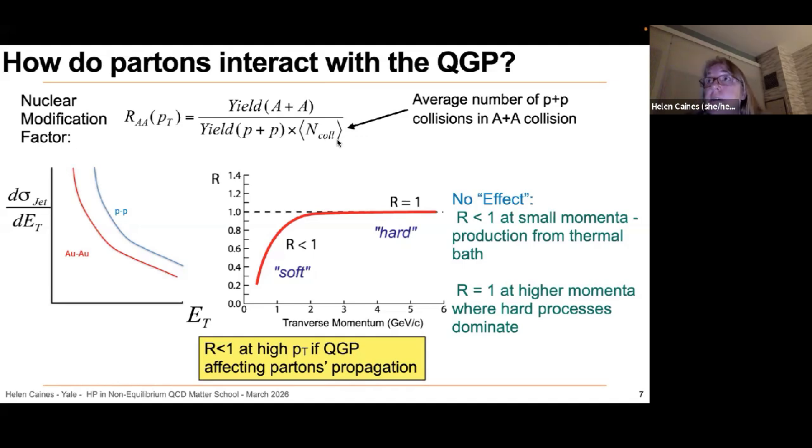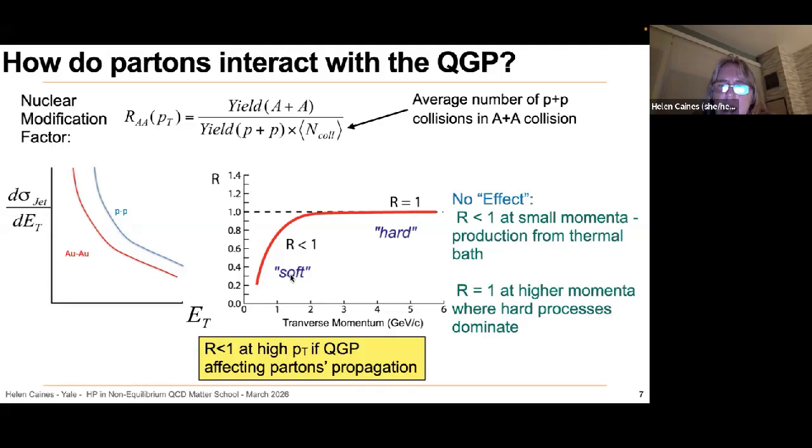So if you collide lead on lead, you expect more than one proton or neutron to collide with more than one proton or neutron in the other collision. So we scale that up. And if nothing happens in a heavy ion collision, except that it's a very complicated way to make multiple PP collisions in one go, then we would expect this ratio, because it would be the yield in PP times N-col divided by the yield in PP times N-col, we would expect this ratio to be 1. The RAA being 1 is no effect, it's just a superposition of PP collisions.